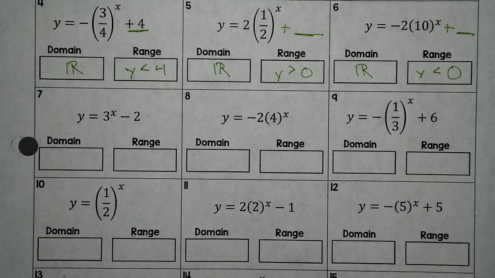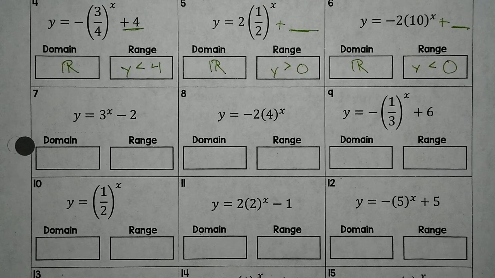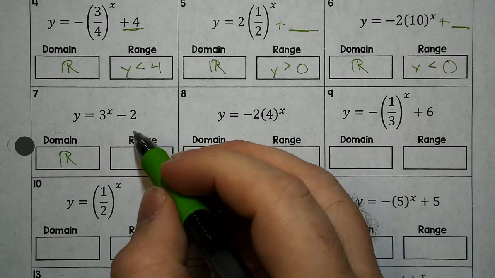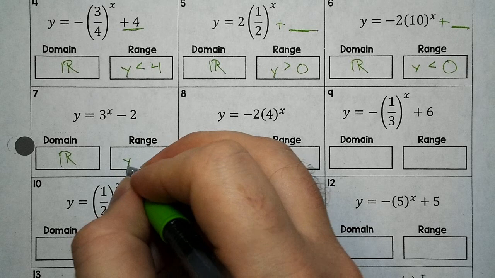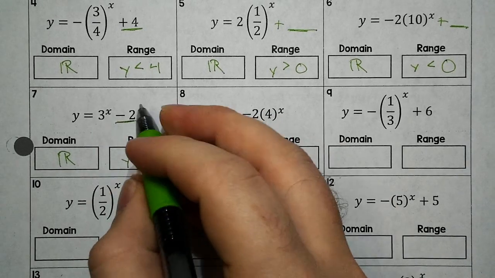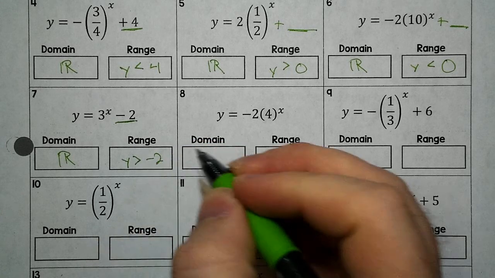All right, let's keep going. Number 7, domain, once again, all real numbers. Range, we're comparing our y values to the asymptote, which is at -2. Our a is positive, so it's greater than -2.